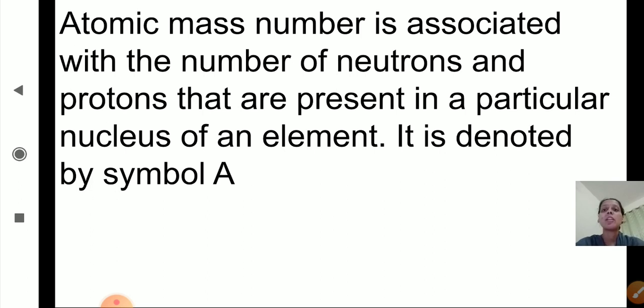Atomic mass number is associated with the number of neutrons and protons that are present in a particular nucleus of an element, and it is denoted by symbol A. So atomic mass number is denoted by symbol A, and atomic number is denoted by symbol Z.